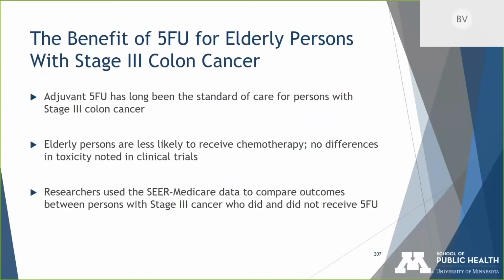So let's look at some examples. One study wanted to look at the benefit of fluorouracil for elderly people with stage 3 colon cancer. It's long been the standard of care for stage 3 colon cancer. But elderly patients are less likely to receive chemotherapy, possibly because of poorer health status, even though no differences in toxicity were noted in the clinical trials. So the researchers used SEER Medicare data to compare outcomes between people with stage 3 colon cancer who did and did not receive fluorouracil.